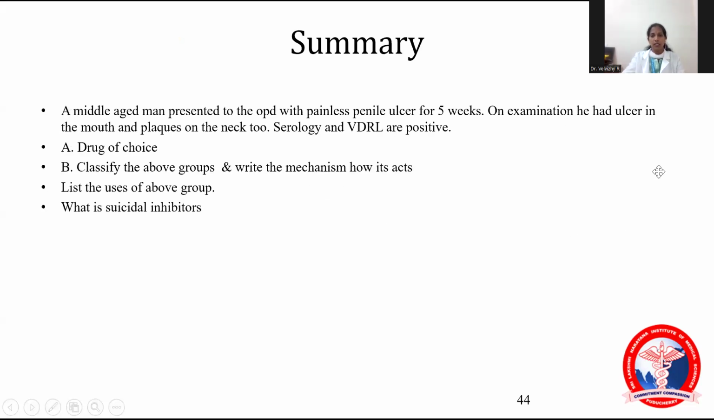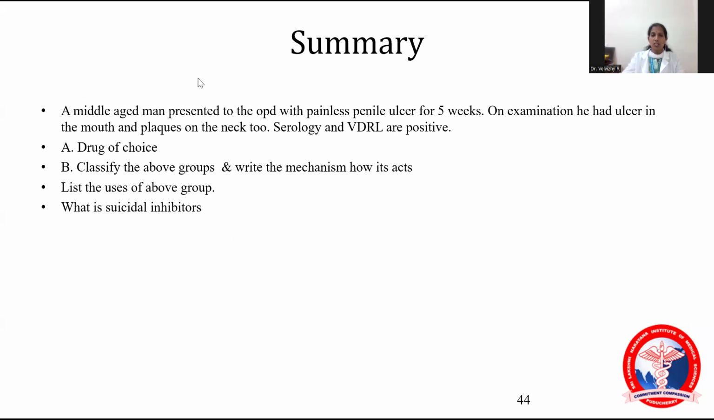This is the case scenario. A middle-aged man presented to the OPD with a painless penile ulcer for 5 weeks. On examination, he had an ulcer in the mouth and plaques on the neck too. Serology and VDRL are positive. So what is the drug of choice? Classify the above group and write the mechanism. List the uses of the above drugs and what are suicidal inhibitors.